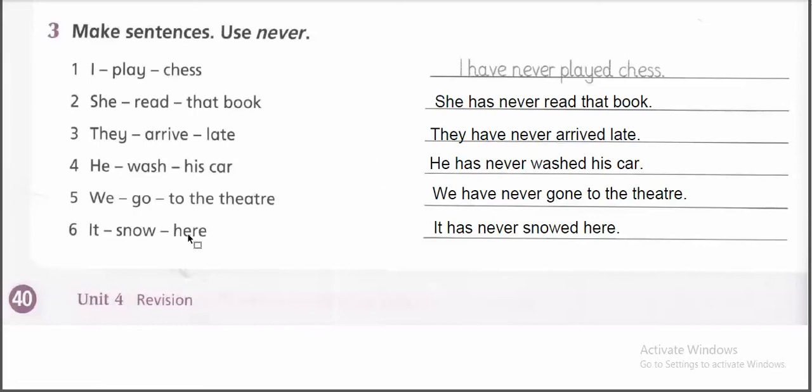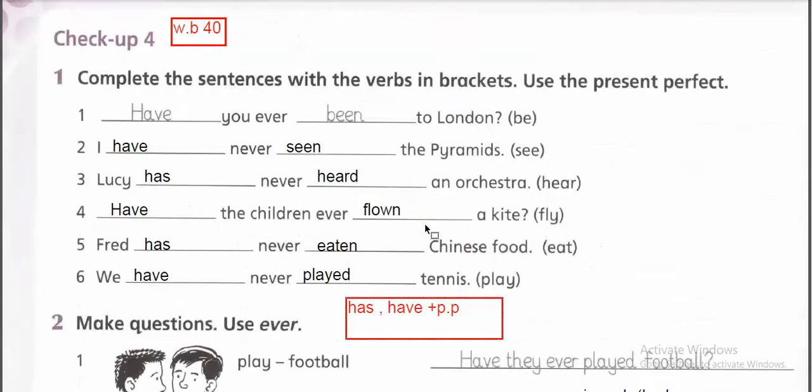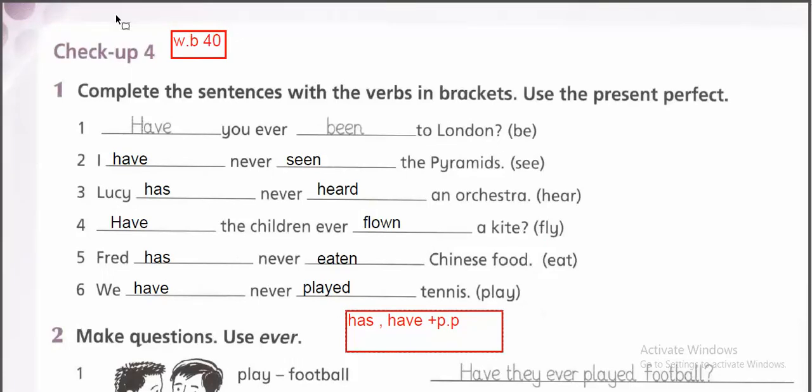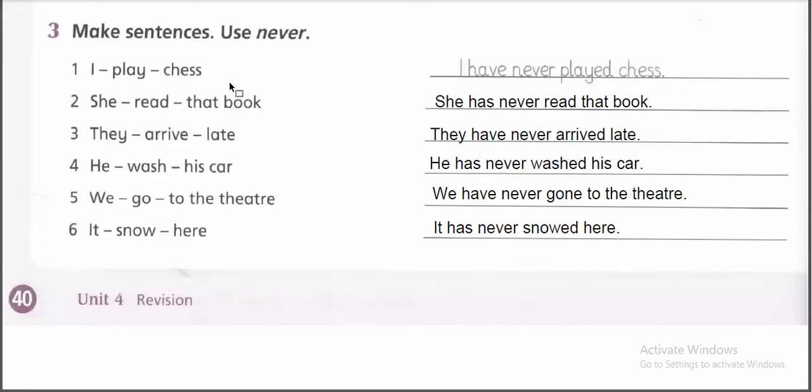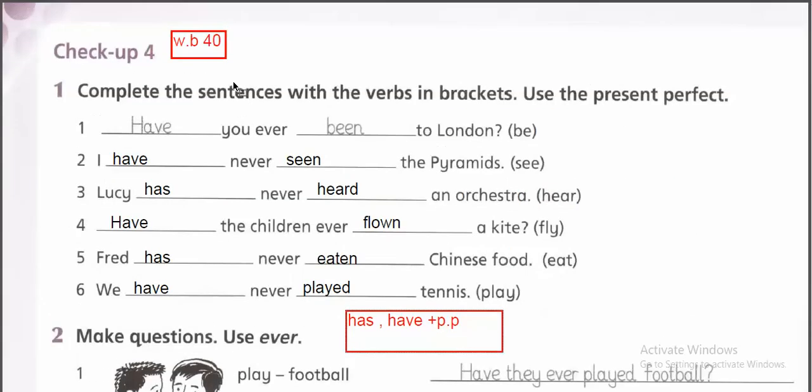It snowed here. It has never snowed here. And this is the end of page 40. Please copy the answers. I will attach the pages. Thank you. Your English teacher is Miss Amani.